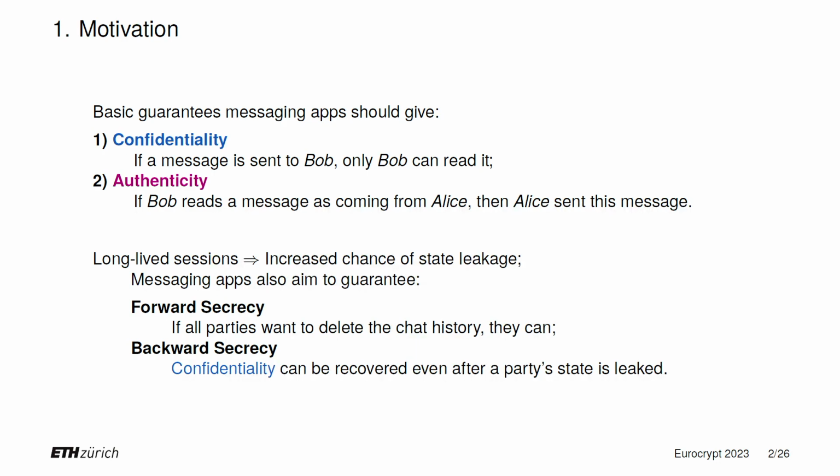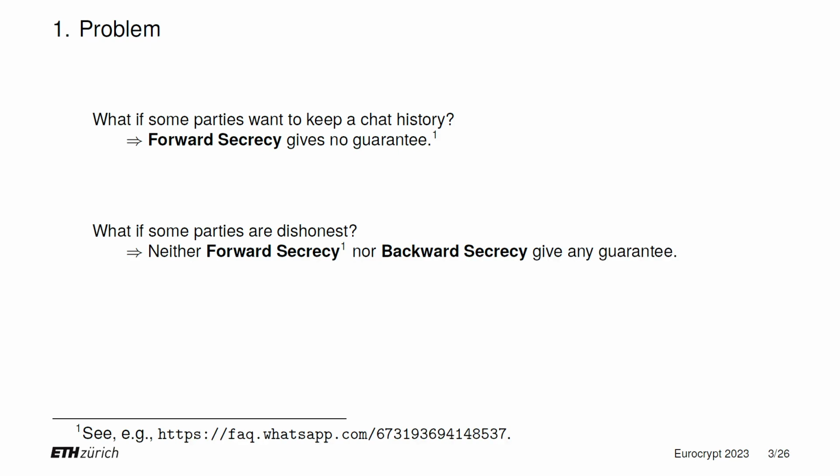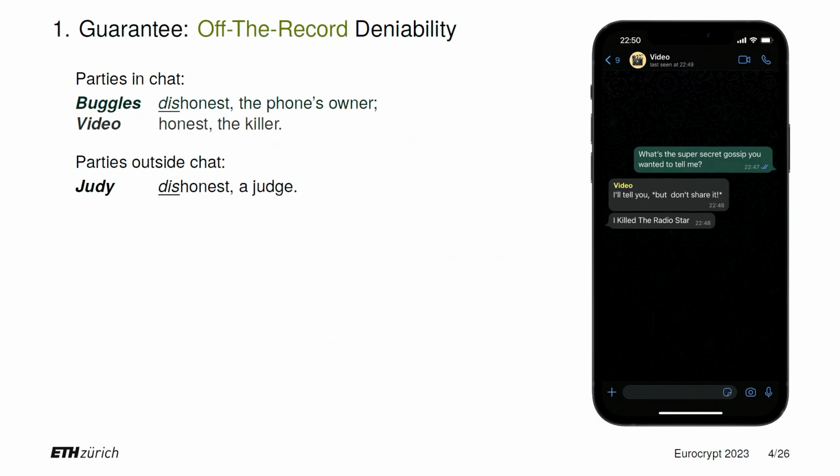But then there are a few questions. For example, what if some parties want to keep a chat history? In this case, forward secrecy gives us no guarantee. And what if some parties are dishonest? In this case, neither forward secrecy nor backward secrecy give any guarantee. So then, what can we hope for in these cases? Well, one guarantee is off-the-record deniability.